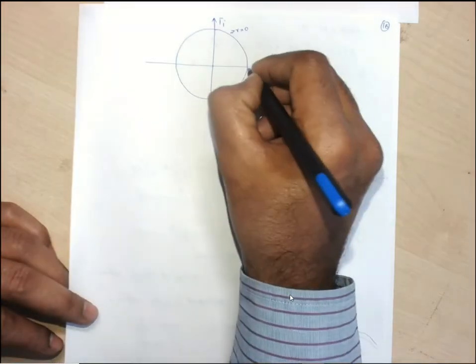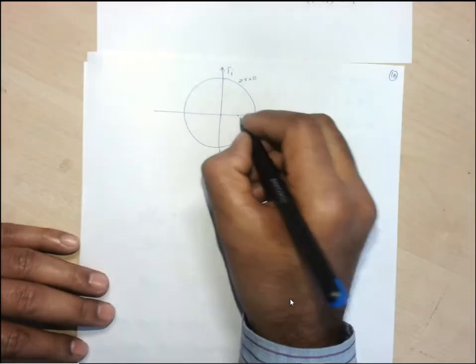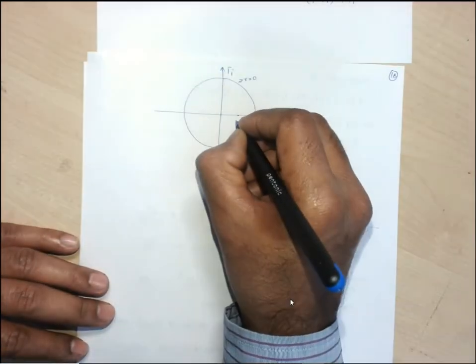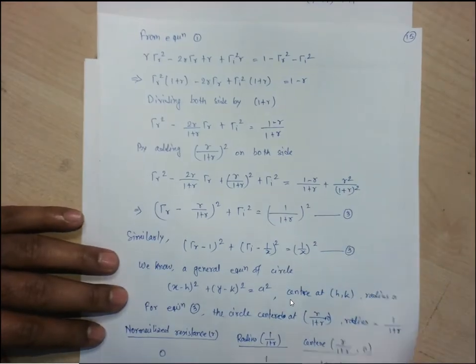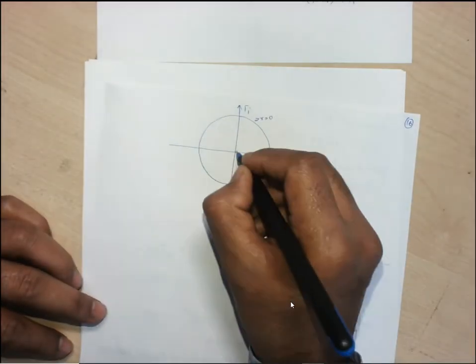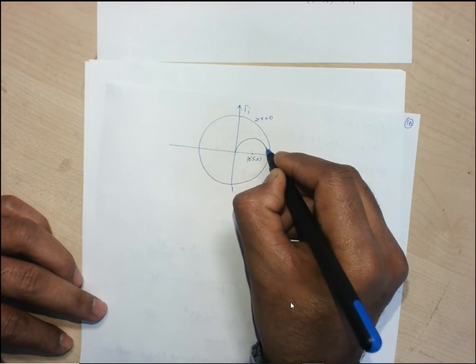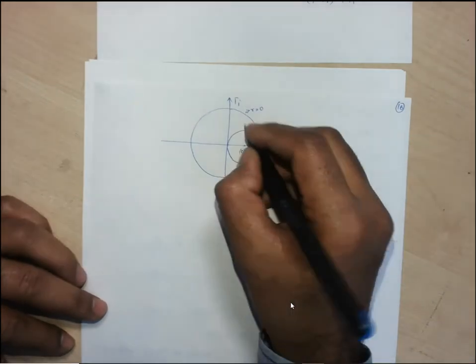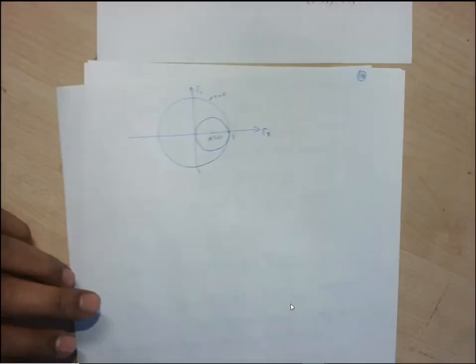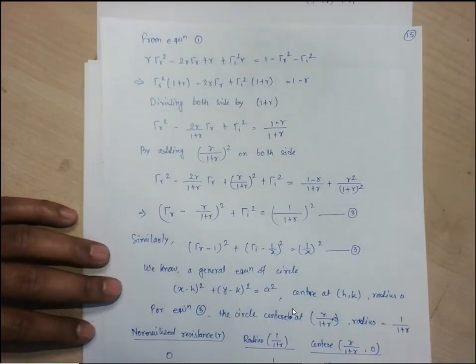If this point is 1, let us consider this one as 0.5. This point is 0.5 comma 0, and the circle is supposed to be centered at this point with radius half. Obviously we can have this circle within this value. So let us draw a circle like this. This is for r equals 1. Next, let us go with another value.